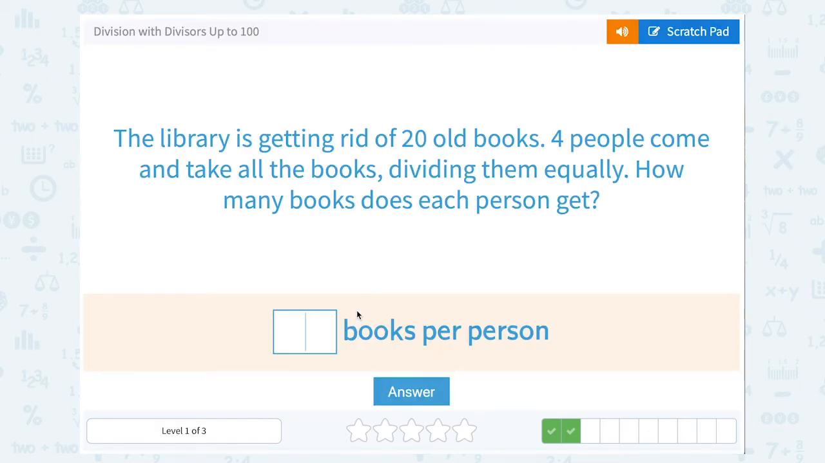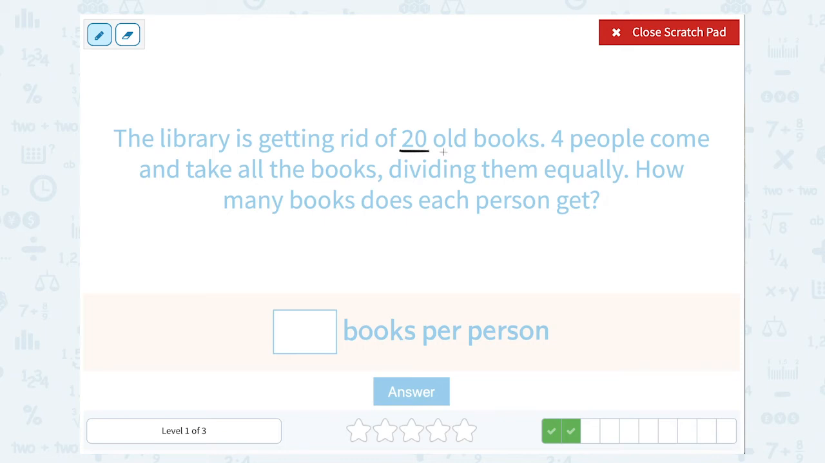The library is getting rid of 20 old books. 4 people come and take all the books, dividing them equally. How many books does each person get? Okay, well, if they have 20 books and they're dividing them equally by 4 people, we would think of that as 20 divided by 4.